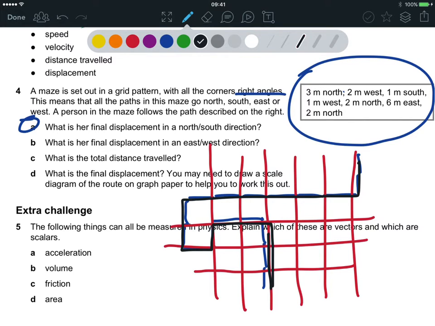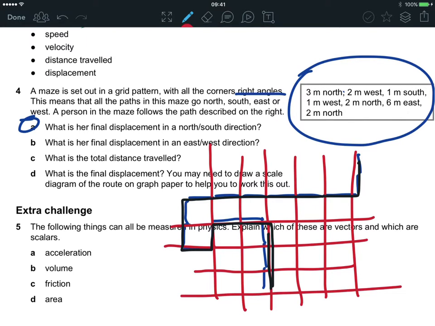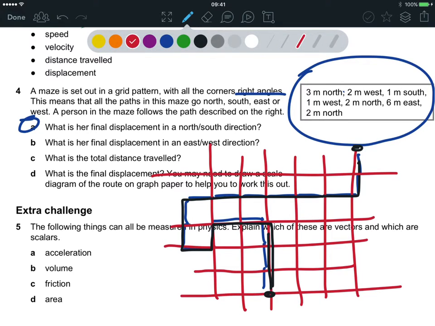Missed off this, that's why it was a bit confusing at first. So she sort of starts here and ends here, and she did go 2 up, didn't she? So there's another one there. Okay, so that's the journey that she's done.